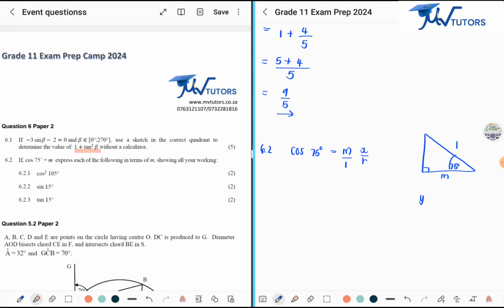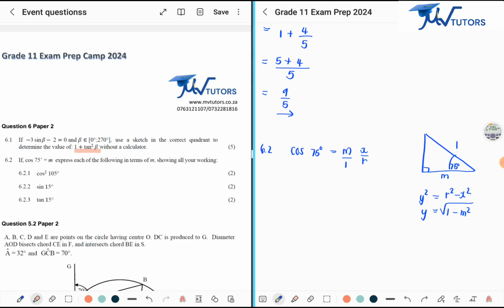And we know that if I use Pythagoras theorem, y squared is equal to r squared minus x squared. And r squared is 1 squared, which is just 1. And x squared is m squared. Okay, so y would be root 1 minus m squared. Now, I'm sure you're asking, are we going to use positive or negative? In this case, take the positive value, okay, because they haven't given us a quadrant to work in.